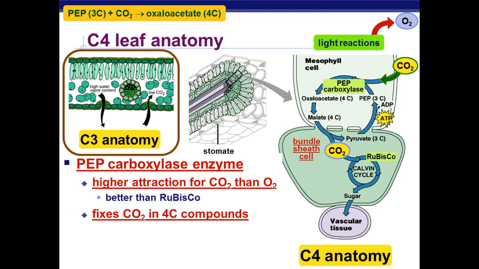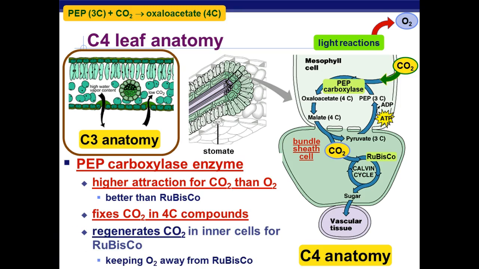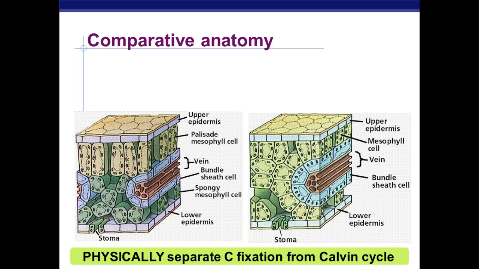So again, PEP carboxylase, much better to use to fix carbon than Rubisco. It has a much higher attraction for CO2. Then we'll release that CO2 in the inner bundle sheaths away from the oxygen. So if we compare C3 to C4 plants, you can kind of see here that that upper layer, that mesophyll layer, is much bigger in C3, much smaller in C4, and the bundle sheath is much more extensive in the C4 plants. So we're separating the Calvin cycle into 2 different stages, into 2 different layers of the leaf.